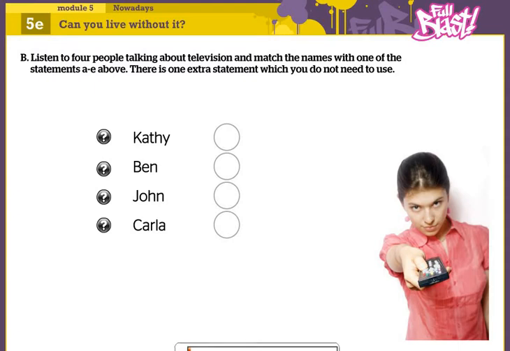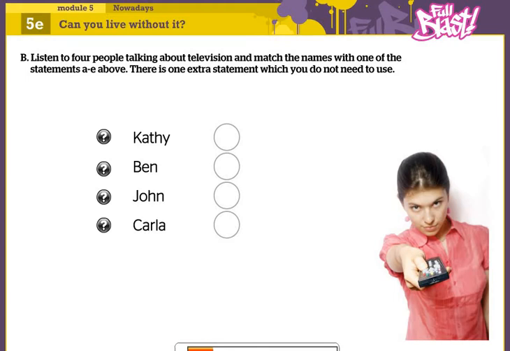5E. Can you live without it? 2. Speak and listen. B. Listen to 4 people talking about television and match the names with one of the statements A to E above. There is one extra statement which you do not need to use.